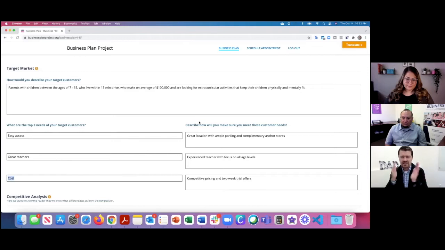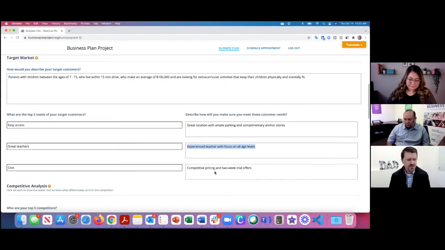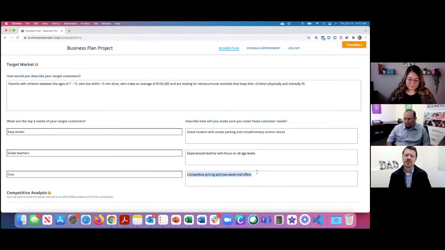And then right adjacent to that, to the right, is how we are going to meet the needs we just identified. Well, we're going to have a great location with ample parking and complimentary anchor stores. So if you want to hang out and watch your son or daughter do Taekwondo, you're more than welcome. But if you need to go over to Albertsons or Costco or whatever to do your errands, you can do that too. That's going to be a convenience factor. Good teachers, well, all our teachers are going to be experienced, but really focus on all age levels. And what's the cost? We're going to be competitively priced.